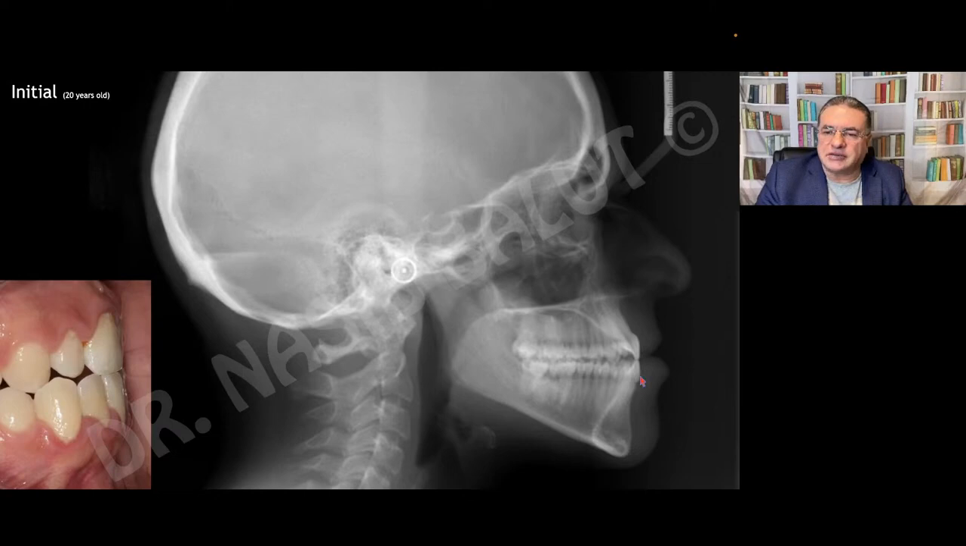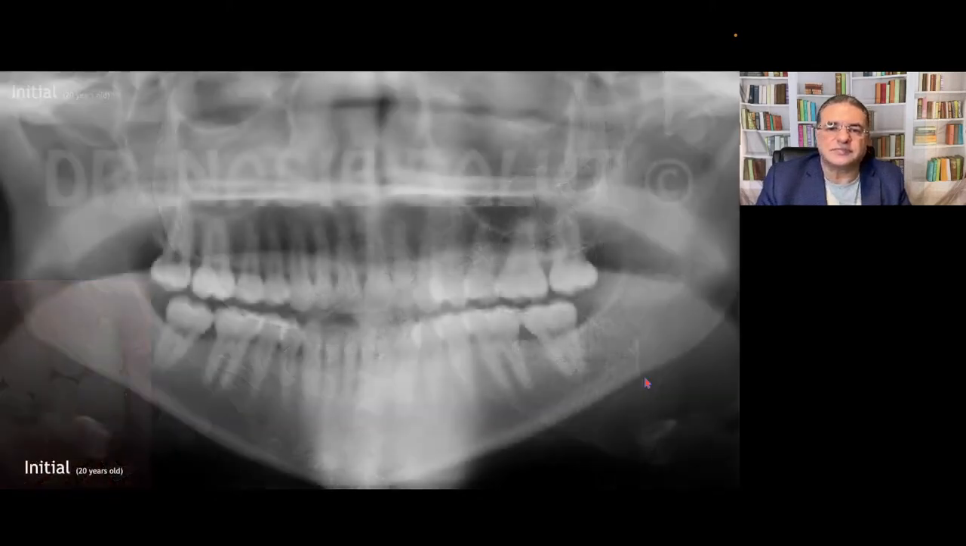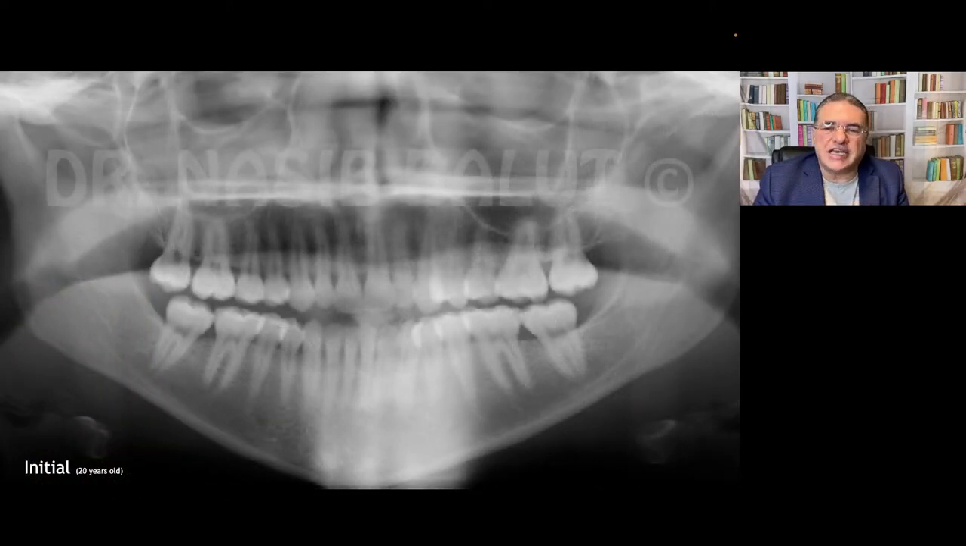So here is she. We can see that she's a class 3 with some vertical growth. Her bite, her occlusion on the incisors is edge to edge. She doesn't have the third molars. As I said before, she had an ortho treatment in the past. She had some growth and relapse.